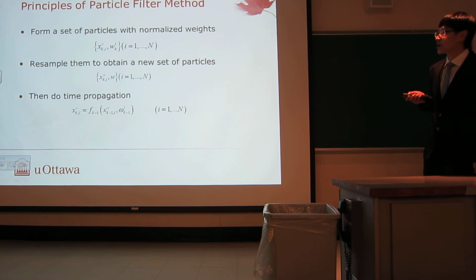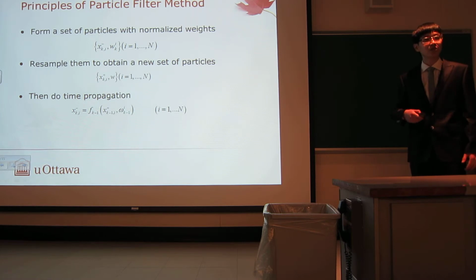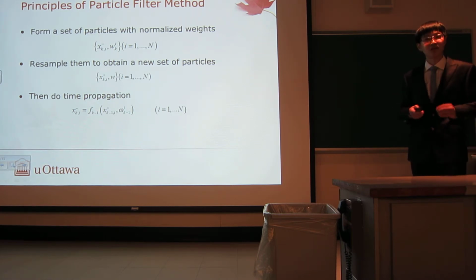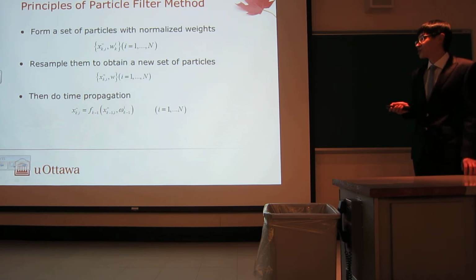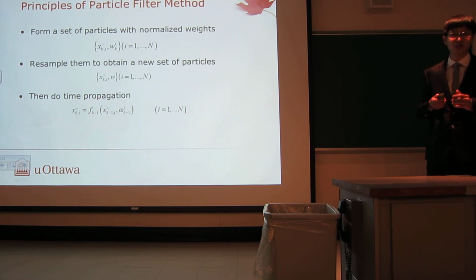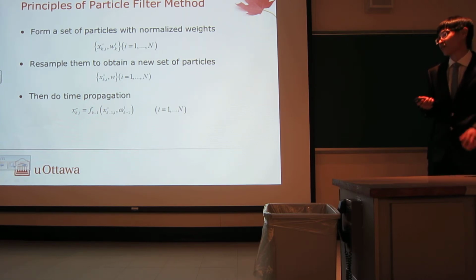And now we form a set of particles with normalized weights. The next step is we need to resample them to form a new set of particles with the same weight for each particle. Actually, the rule of the resampling step is we propagate particles with higher weights and diminish the particles with smaller weights. The more weight a particle has, the more offspring it will have.